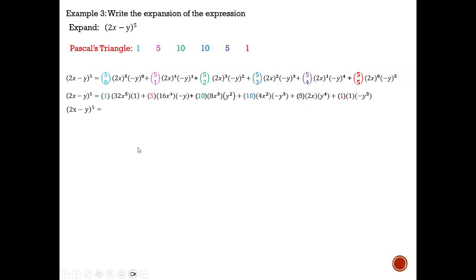I evaluate each term. And now I keep going, multiply everything. This is just 1 times 32, so 32x to the fifth. Here I have a negative 1 times 5 times 16 is negative 80, x to the fourth. Here, 10 times 8 times 1 is 80, x, I just notice that one. The variables might have switched, but be careful with that one. Or am I?